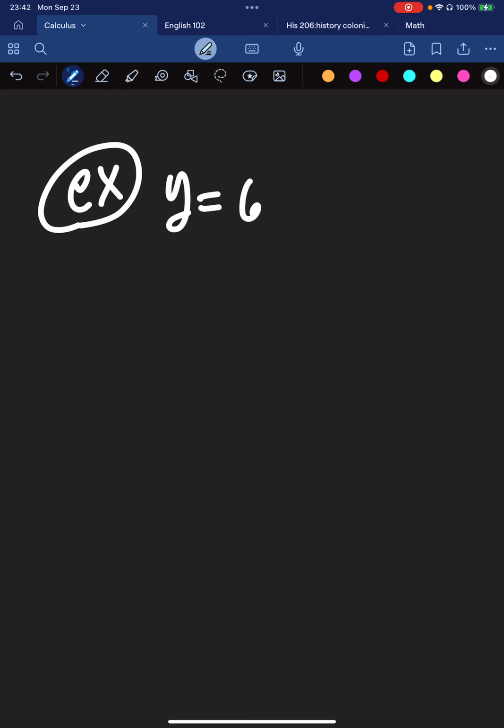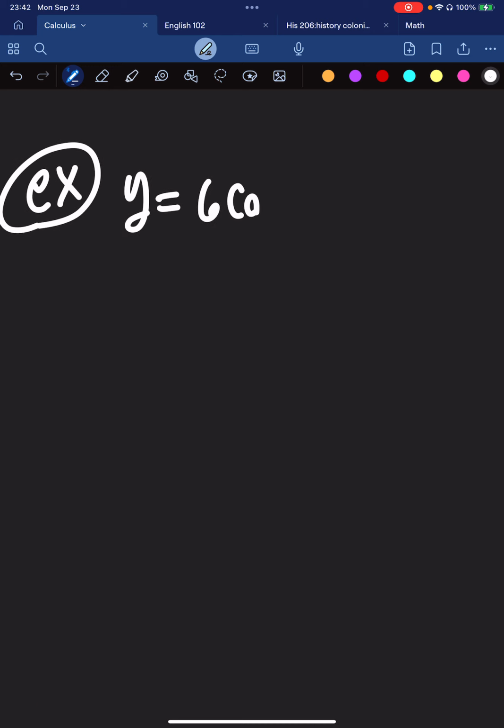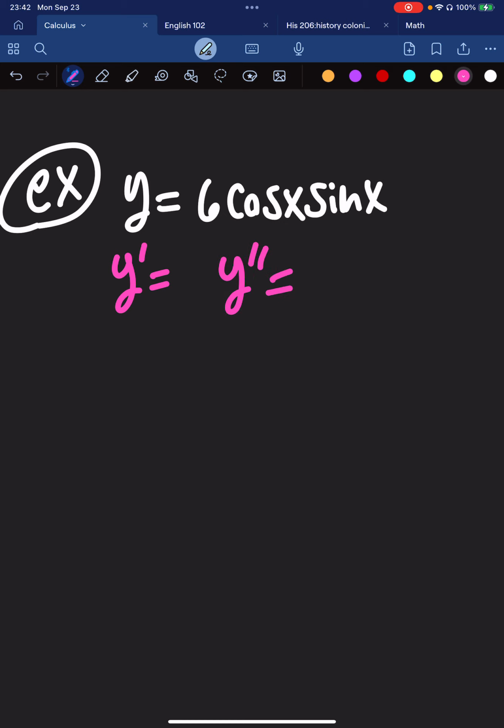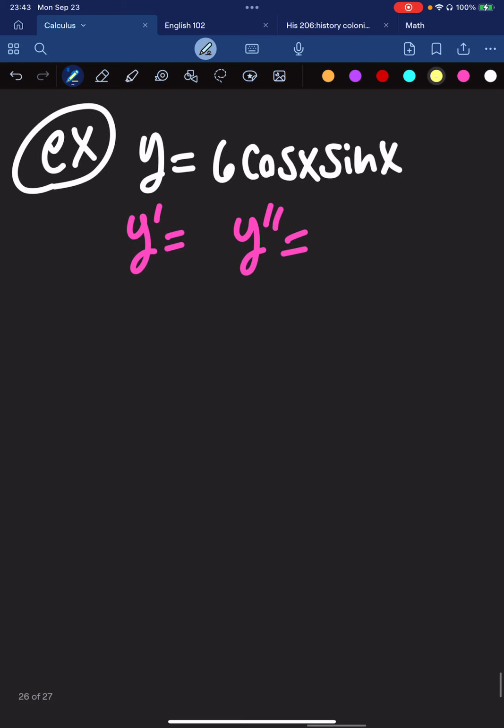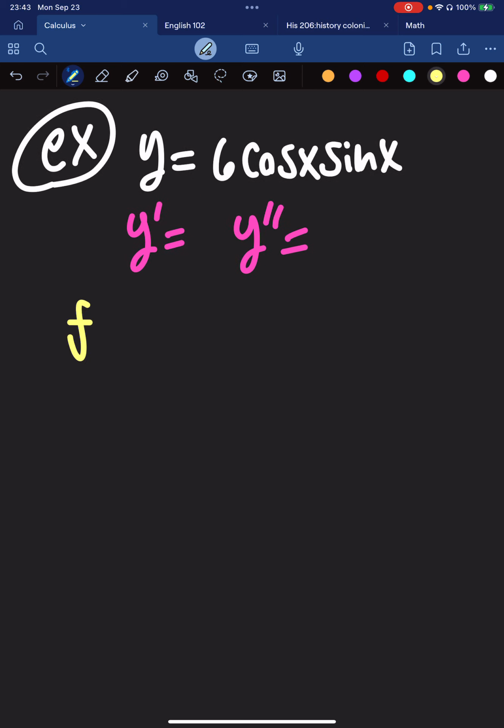All right. So this one is kind of a doozy of an example, but it gets the point across. For our example today, we're going to be evaluating the function y equals, let's say, 6. I haven't tried 6 yet. Y equals 6 of cosine x times sine x. What we're looking for today is the first derivative and the second derivative of this function. All right. So first things first, you will need to use the product rule.